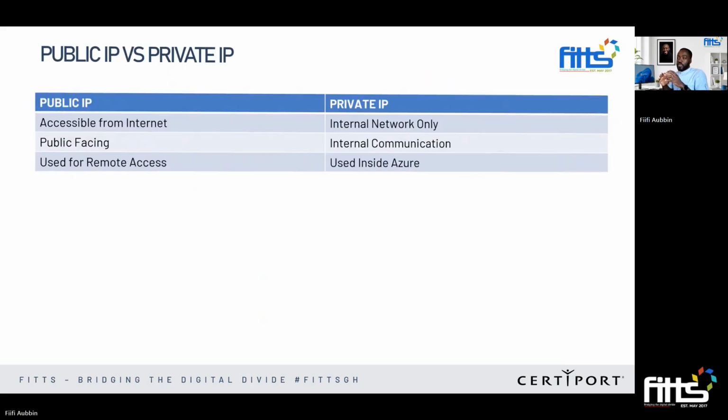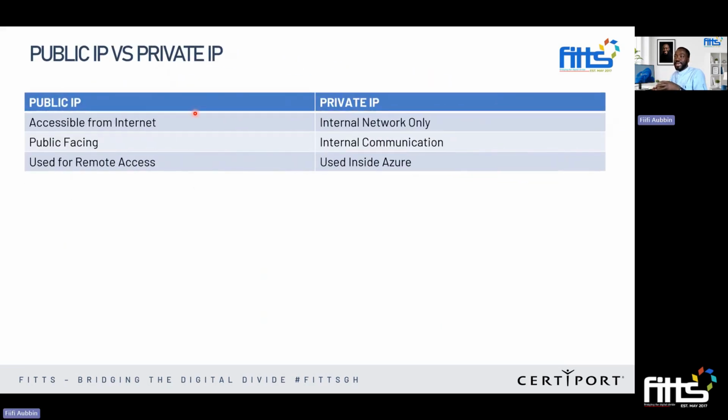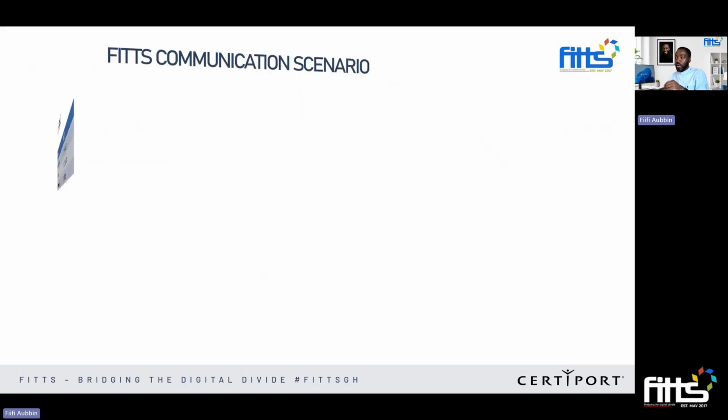Okay, so we need to understand public IP and private IP. We say that public IPs are accessible from the internet, and a private IP only works internally within your Azure environment. Public IP is public facing, so to speak, and private IP is just for internal communication. You can use public IP for remote access, and private IPs are used inside Azure. If you cast your mind back after creating our VMs, we saw the public and the private IPs there.